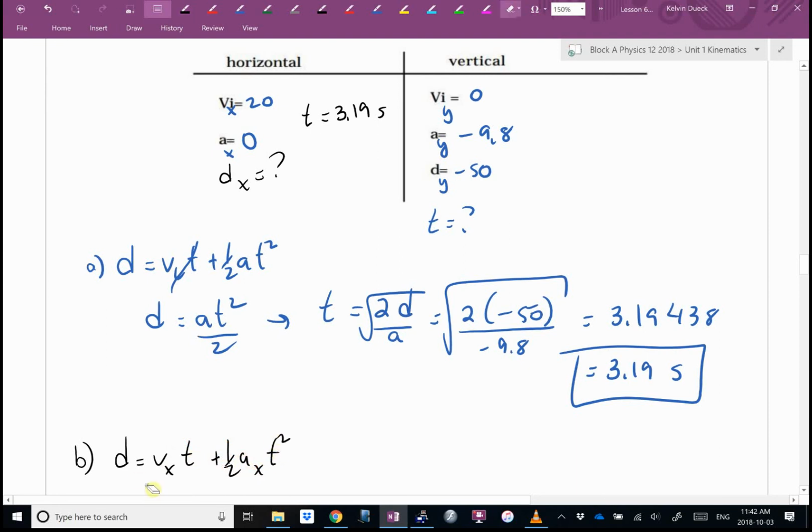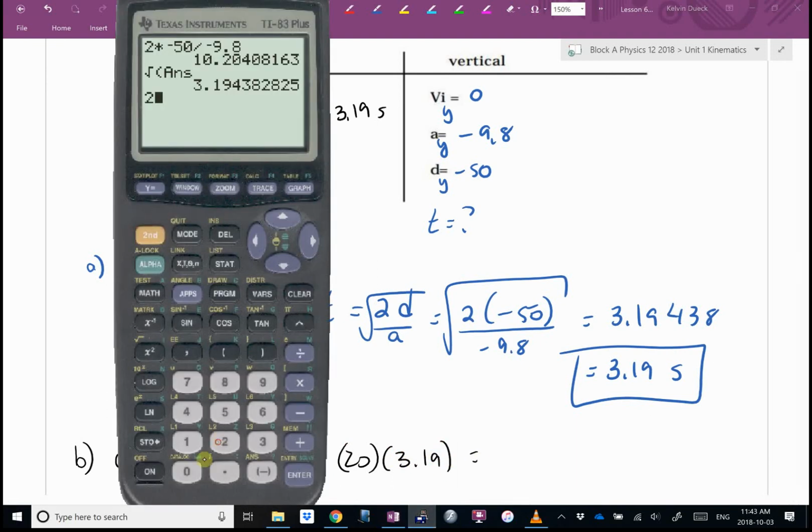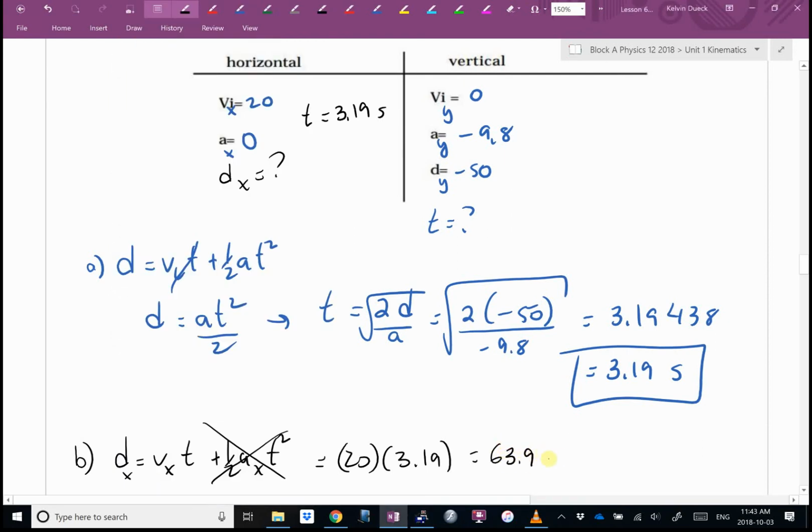By the way, you'll notice I'm trying to remind myself by putting X's on every vector, make sure I use that. And Michael didn't even bother reading that out because he said, I know the acceleration is 0. Most common mistake, kids want to put the 9.8 in there. So it's going to be 20 times, I'm going to write 3.19, but I'm going to use my answer button. How far away from the base of the cliff did this object land? 63.9 meters.